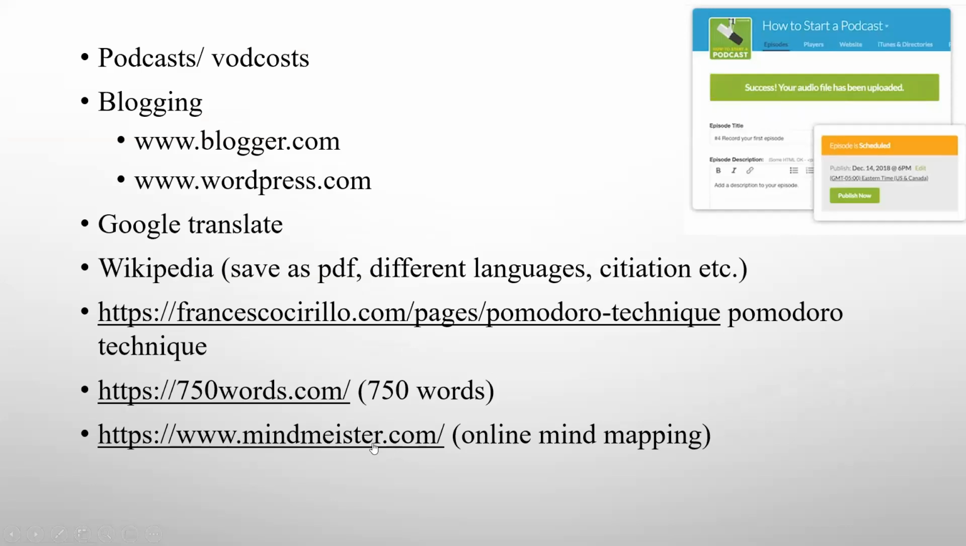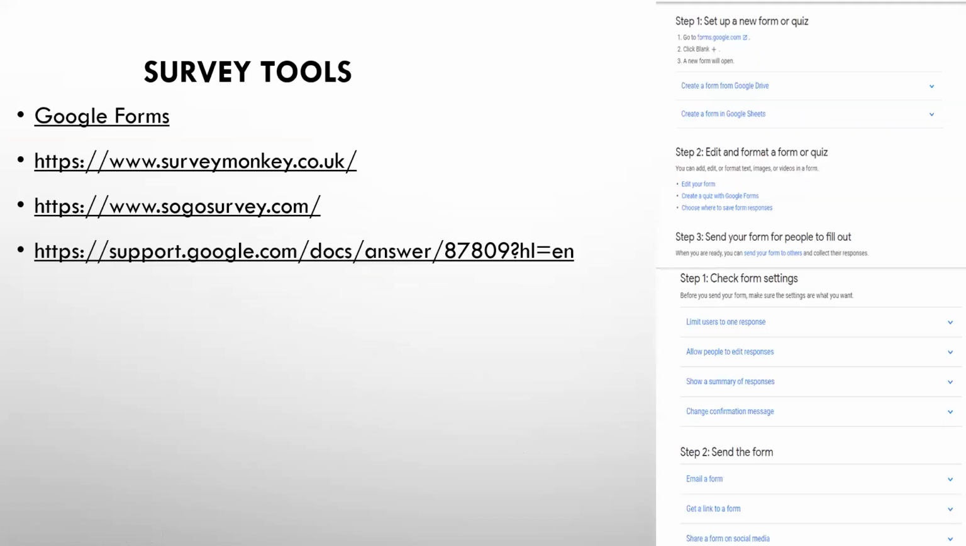Another one is MindMeister. It is a website that talks about online mind mapping. If you want to have a graphical representation, of course, we can use Excel, we can insert a chart, bar diagram and all that. But MindMeister is something where you can work for online mind mapping. Okay. The other important tools that can help you are survey tools.